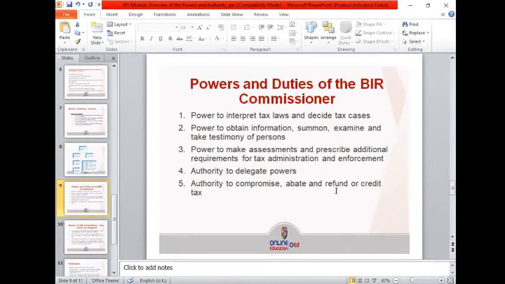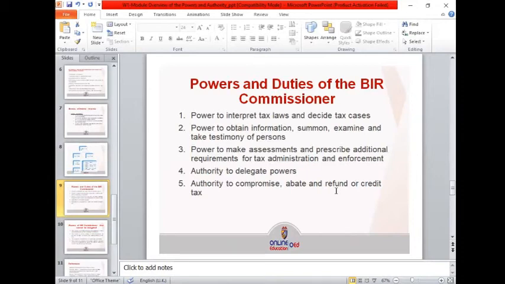Okay, so what are the powers and duties of the BIR commissioner? The BIR commissioner has the power to interpret the tax laws, to administer the tax law which they interpreted, and to make decisions on tax cases as part of the judge of the Court of Tax Appeals. The BIR commissioner also has the power to obtain information, to summon and examine the testimony of persons in tax cases, the power to make assessments and prescribe additional requirements for tax administration and enforcement.